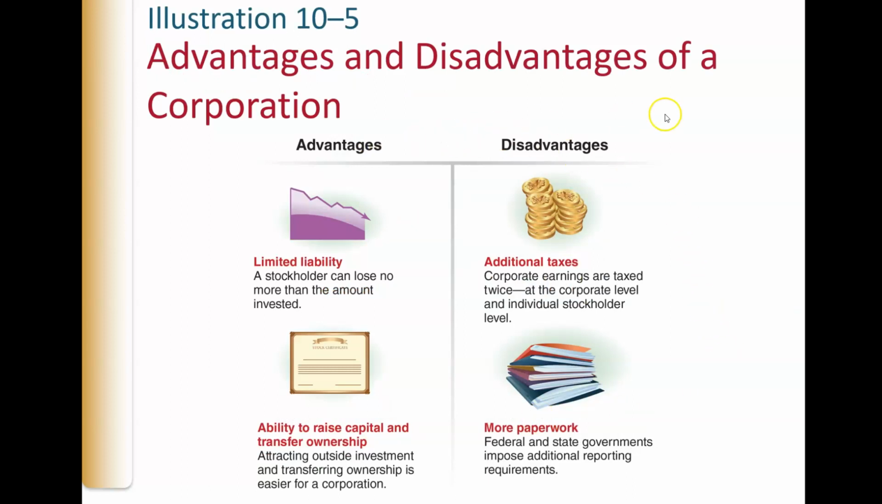And we talked about this at the beginning of the semester, advantages and disadvantages of a corporation. The advantages of it is that it has limited liability, and it's easy to raise capital and transfer ownership. You raise capital by selling stock. You transfer ownership by selling stock. There are disadvantages, and we talked about this at the beginning of the semester too. Additional taxes. Corporate earnings are taxed twice. And there's a lot more paperwork involved in a corporation.